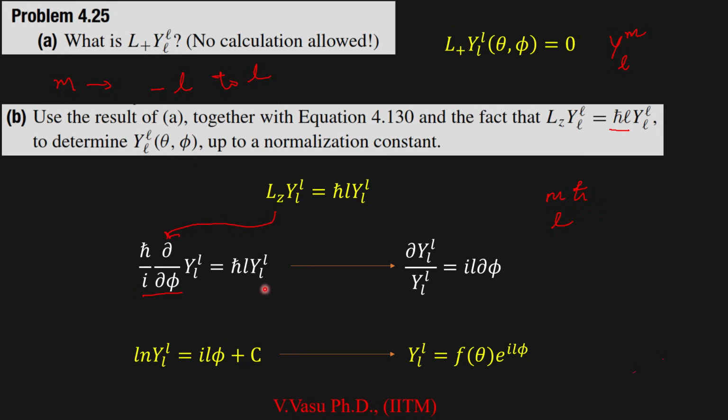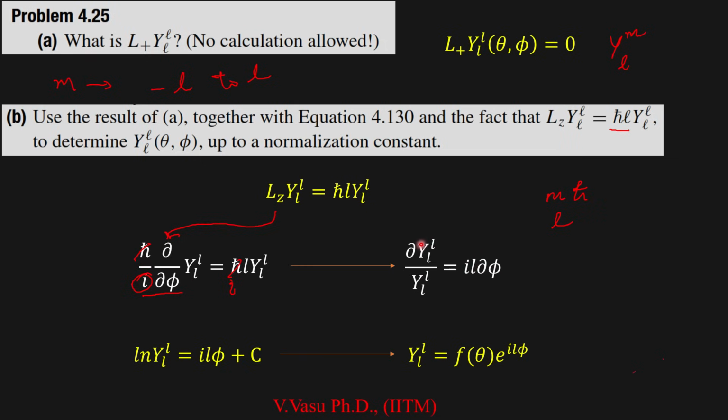Now you cancel ħ on both sides and bring this l to the other side, so this will become i l. Also bring d phi to the other side, so this becomes the partial derivative of Y_l^l over Y_l^l. I am bringing Y_l^l to the other side, then the right hand side is i l d phi. I am swapping Y_l^l and d phi, so that is the partial derivative with respect to phi.